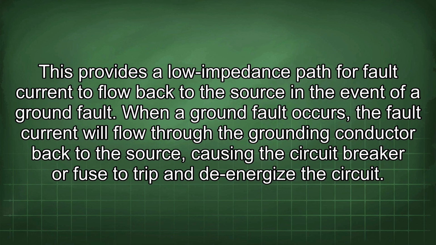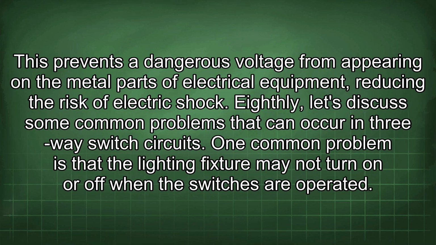This provides a low impedance path for fault current to flow back to the source in the event of a ground fault. When a ground fault occurs, the fault current will flow through the grounding conductor back to the source, causing the circuit breaker or fuse to trip and de-energize the circuit. This prevents a dangerous voltage from appearing on the metal parts of electrical equipment, reducing the risk of electric shock.